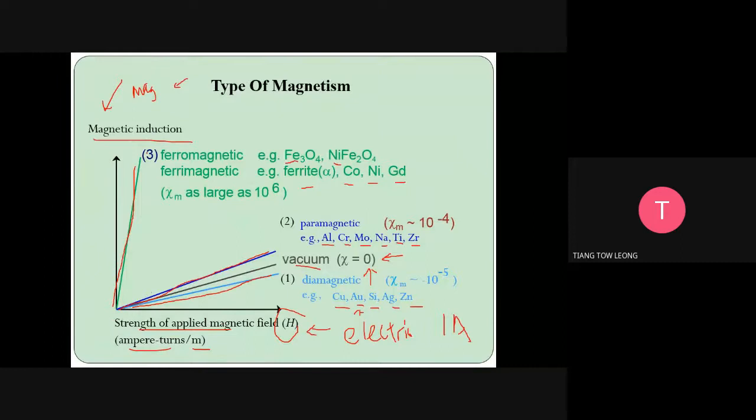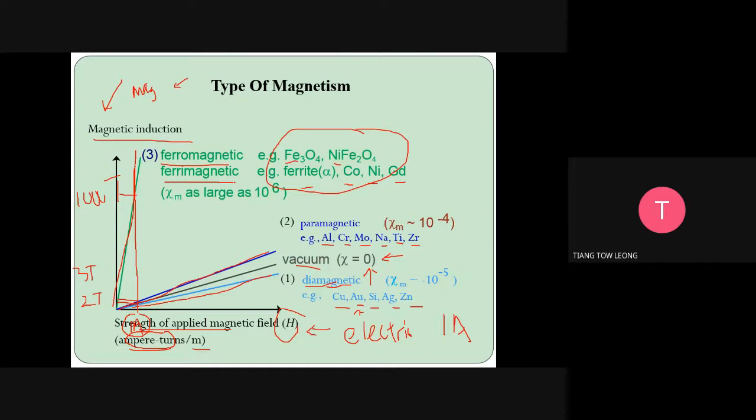So let's say 1 ampere kat sini. Okay, I apply 1 ampere because this is ampere turns per meter. Let's say I use a simple one, 1 ampere. We have found that this is about 2 Tesla for diamagnetic properties. This is about maybe 3 Tesla. This is about maybe 1,000 Tesla. So if let's say we want to get strong magnetic field, which one should we go for? We will choose the bahan macam ni. Ferromagnetic. We call ferromagnetic or ferrimagnetic.